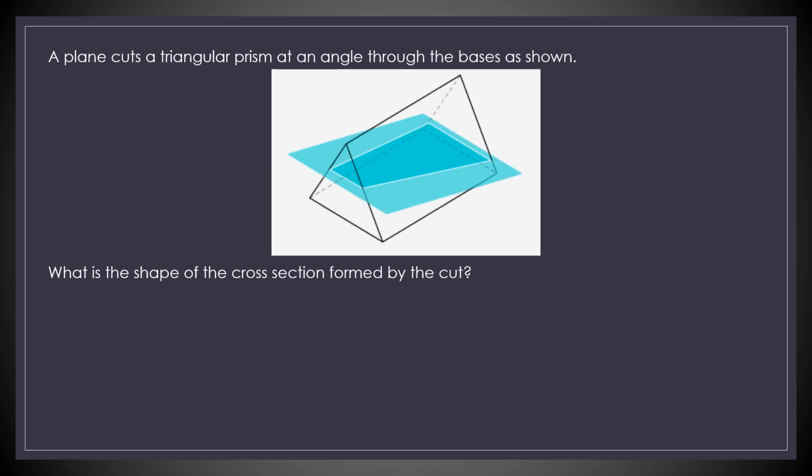Now we want to know what shape is the cross section. So it's kind of slanted, which makes it have these two sides that are longer than this one. So if I were to draw this, it would kind of look like this. And this shape is called a trapezoid. So this cross section would form a trapezoid.